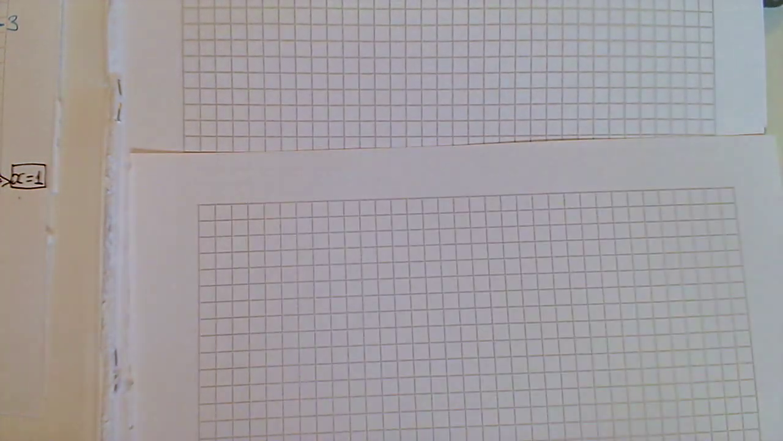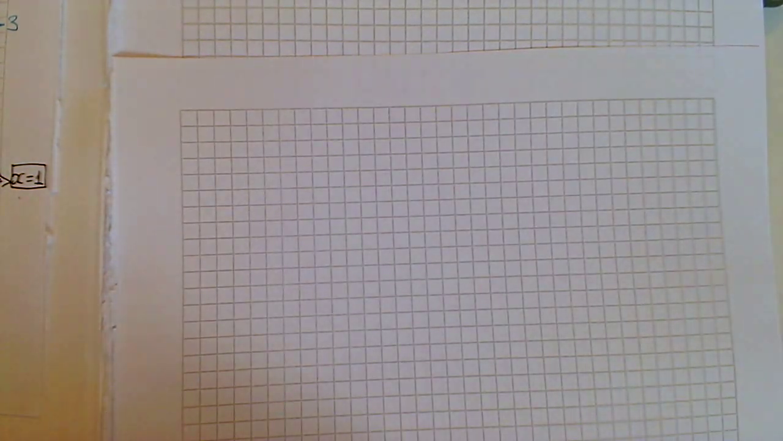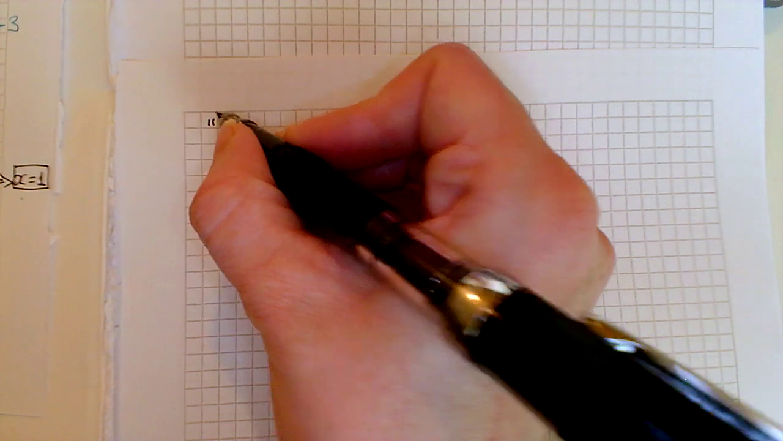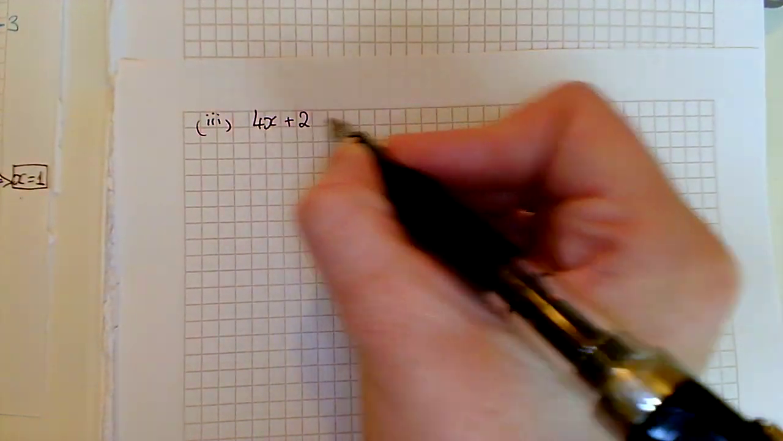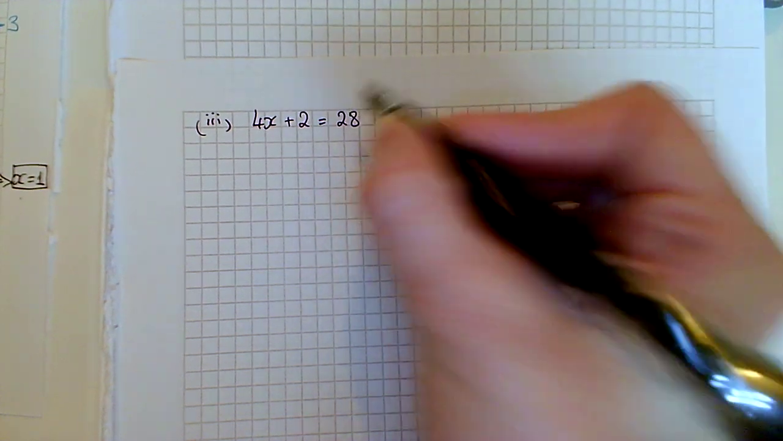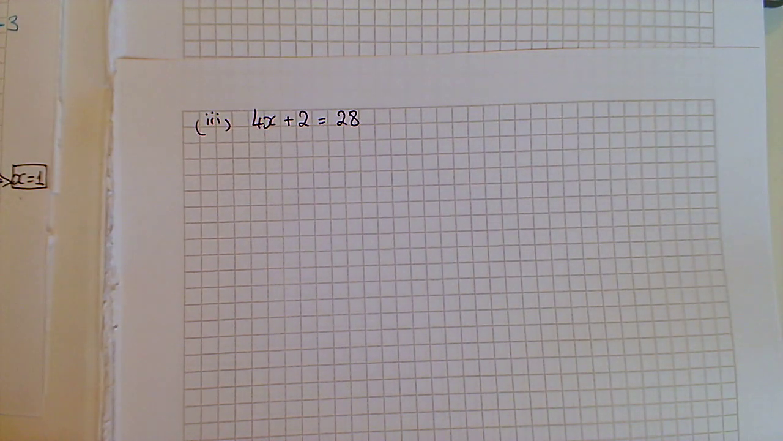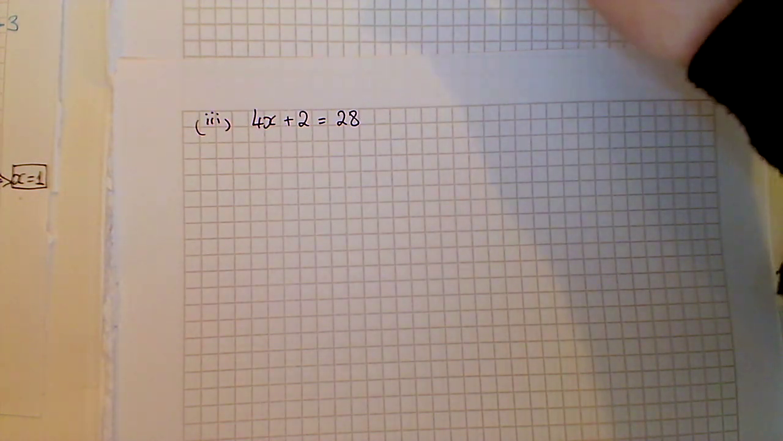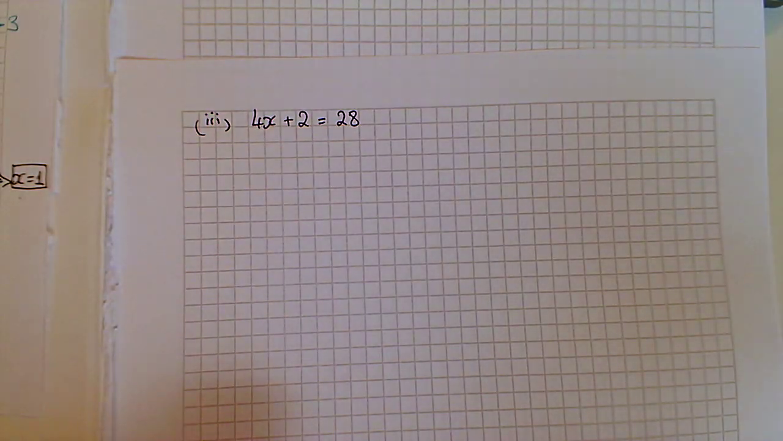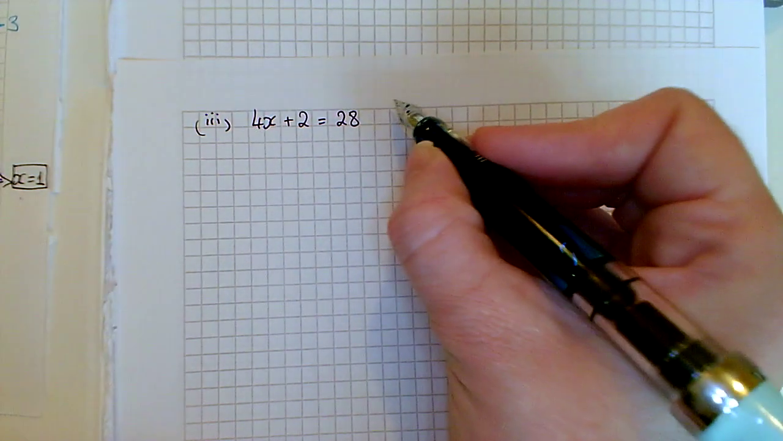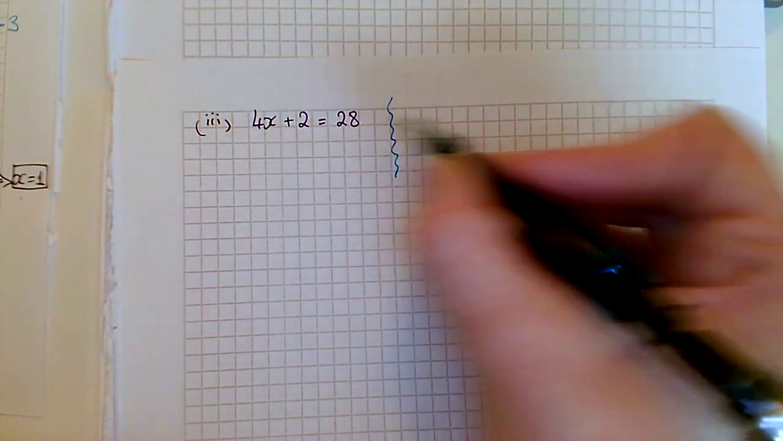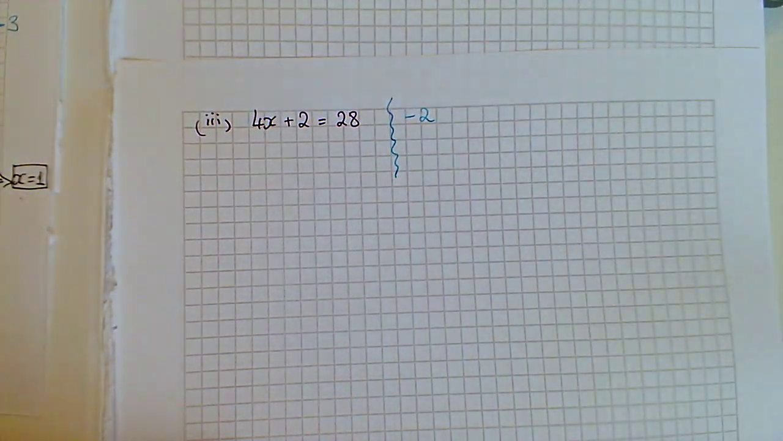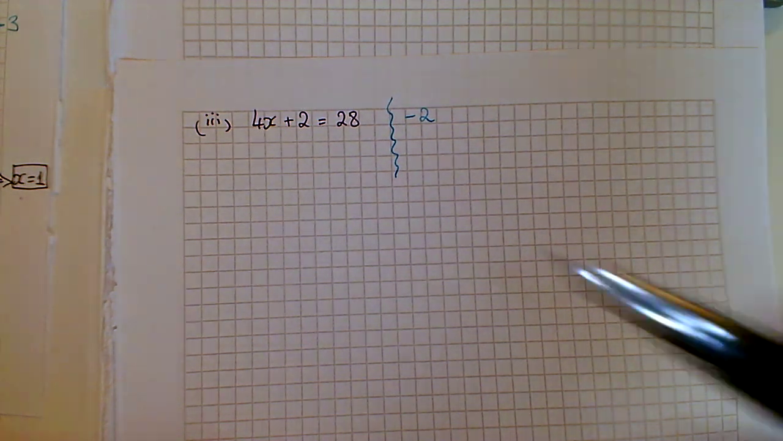So part 3, we had 4x plus 2 is equal to 28. So this one's a little bit more complicated. And we need to undo what's done to x. So the first thing I'll undo is the plus 2. I'm going to subtract 2 from both sides.